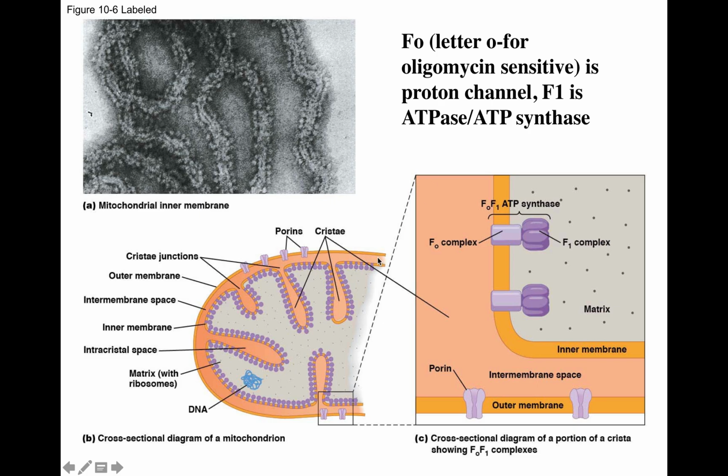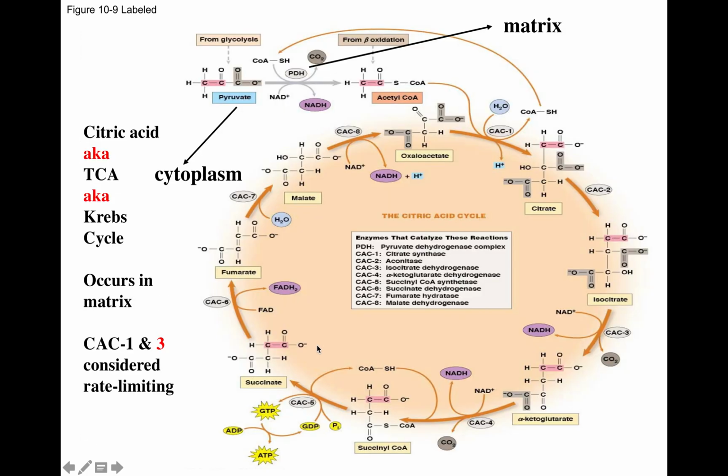Okay, so outer membrane, porins that allow things to get in and out of the outer membrane into the intermembrane space. Intermembrane space, inner membrane with invaginations called cristae, and lots and lots of FO, F1 complexes on that inner membrane with the F1 part pointing into the matrix being here.